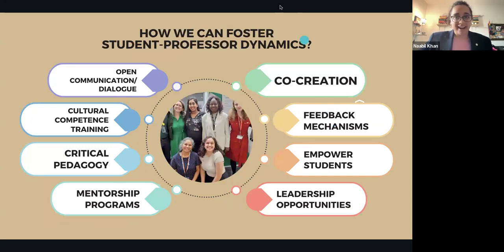So finally, how can we foster student-professor dynamics? I think it's so, so important that we do talk about this, because change can only be made when everyone who is involved in the system is involved and is involved actively.